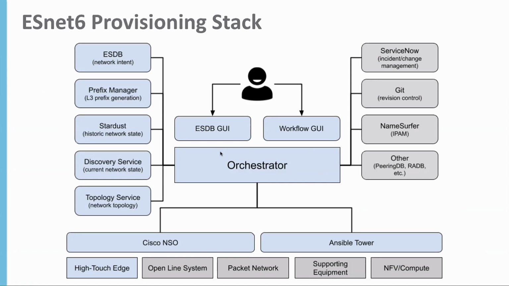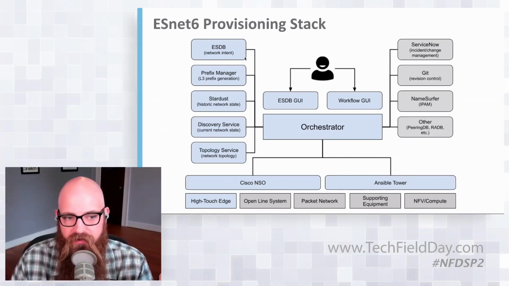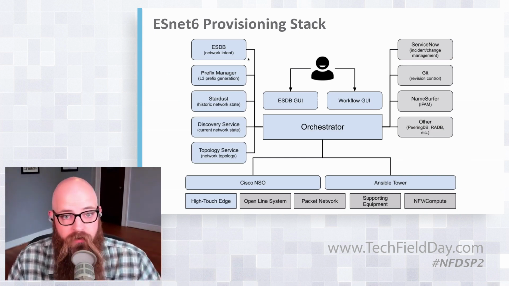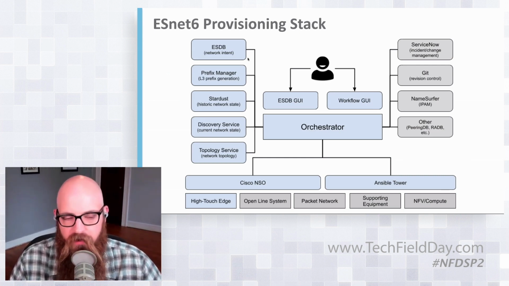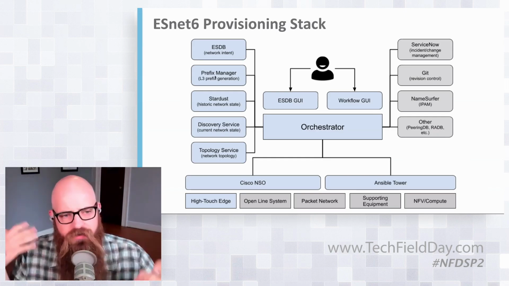You just have to configure it and use it and write your own workflows. But as you can see in the middle here, this is like the brain of all the octopus tentacles of our provisioning stack. So we have ESDB, which is another in-house tool that is our source of intended truth, right? So that's where we store our network intent. Think of it a lot like NetBox or Nautobot, one of those tools. But for us, it's a little bit more customized, and we've had it around forever, since before those were a thing.